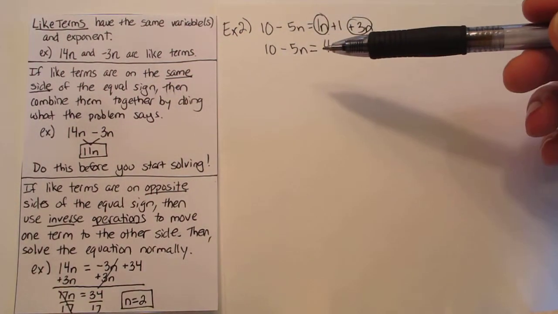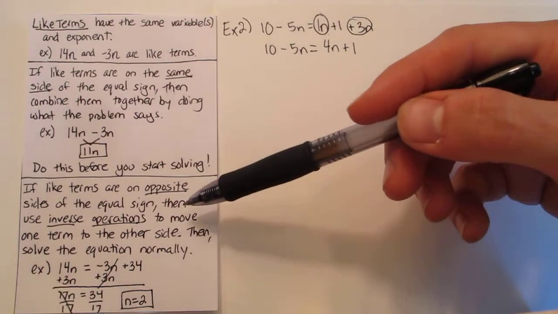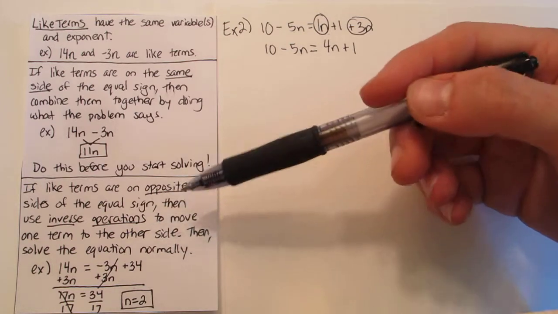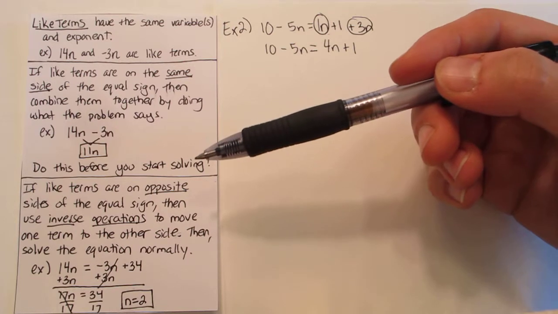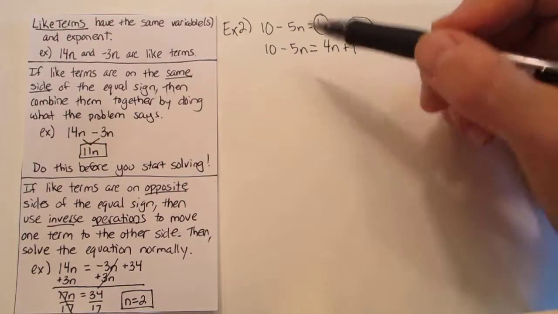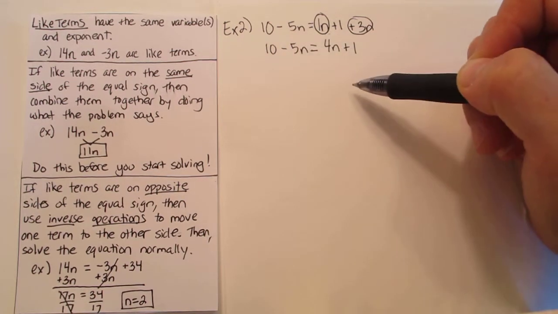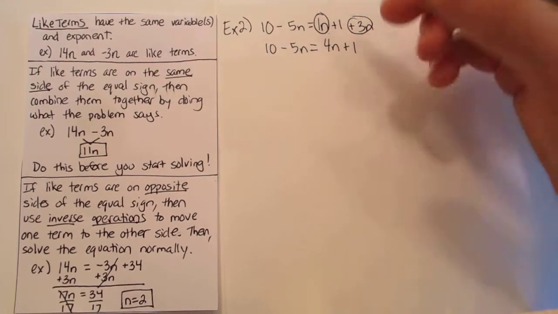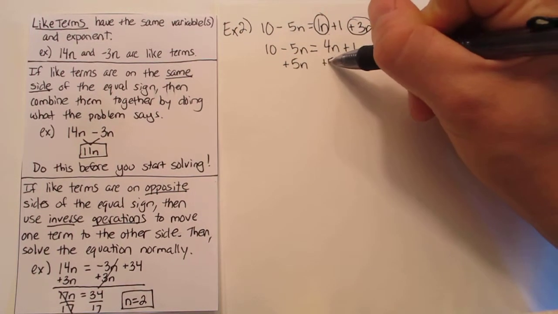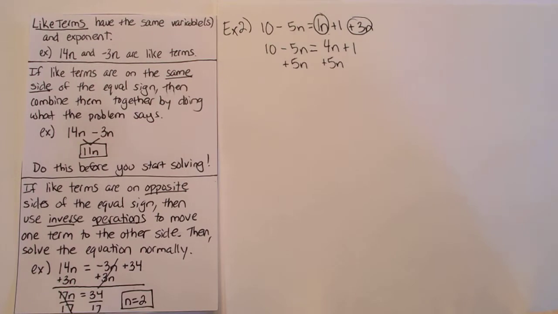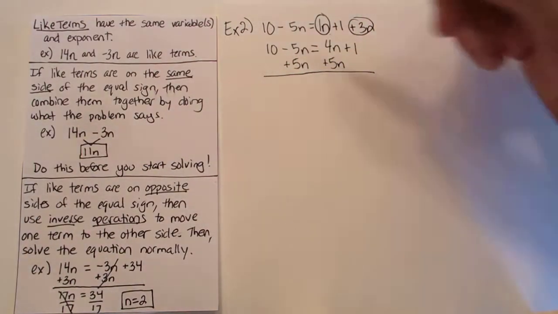So now I have like terms, but they're on opposite sides of the equal sign. So if they're on opposite sides of the equal sign, then I'm going to use inverse operations to move one term to the other side. And again, it's easier if you move your smaller term. In this case, the smaller term is negative 5n, because that's smaller than a positive 4n. And so the way I get rid of a minus 5n is a plus 5n. I want to move the whole term. And whatever I do on one side of the equal sign, I'm going to do on the other side.